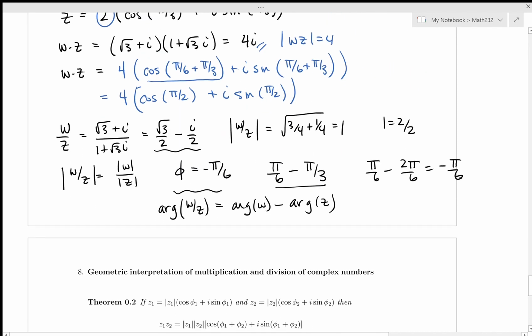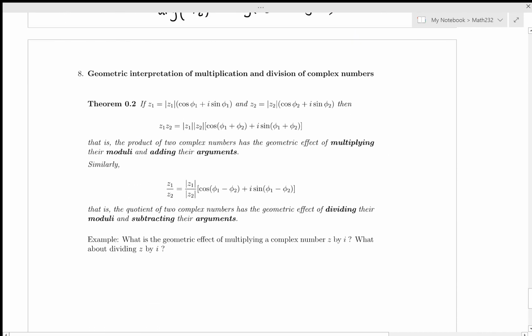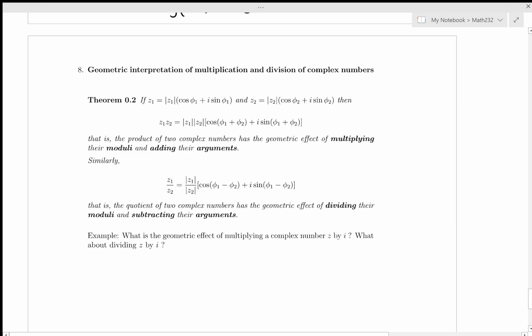Okay, so here's that thing, what we've just done in an elaborate example presented as a theorem. We have one complex number z1 in its polar form, and we have another complex number z2 in its polar form. If we multiply them together, we multiply the moduli and we add the two angles. If we divide, we divide the two moduli and we subtract the angles.